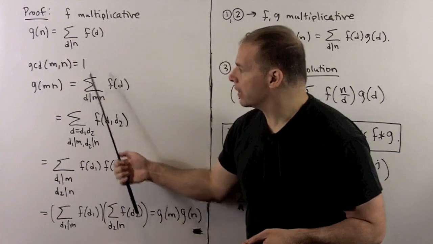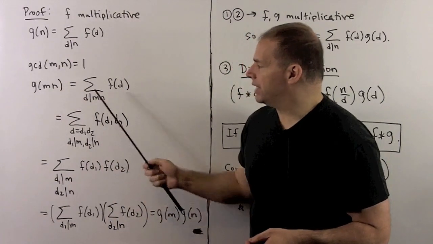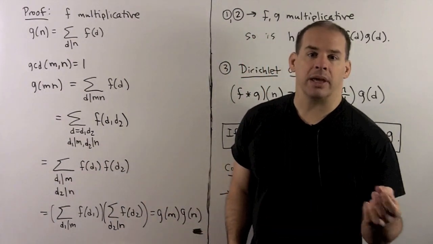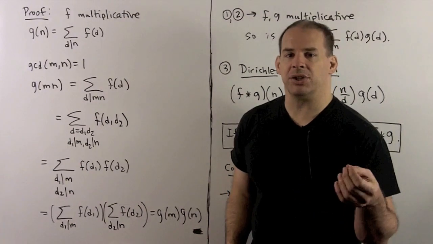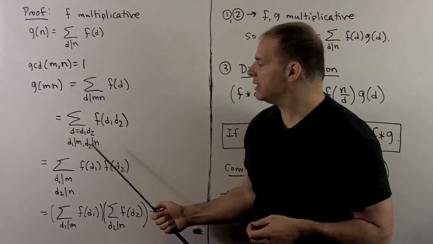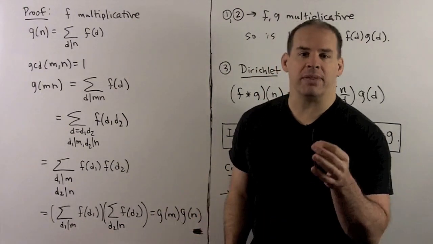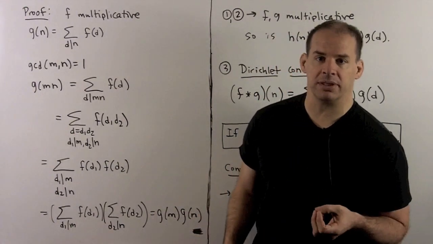Take g of mn and expand the definition, where d is a divisor of mn. Since m and n are relatively prime, we can write d as d1 times d2, where d1 divides m and d2 divides n. And we have that d1 and d2 are also relatively prime.